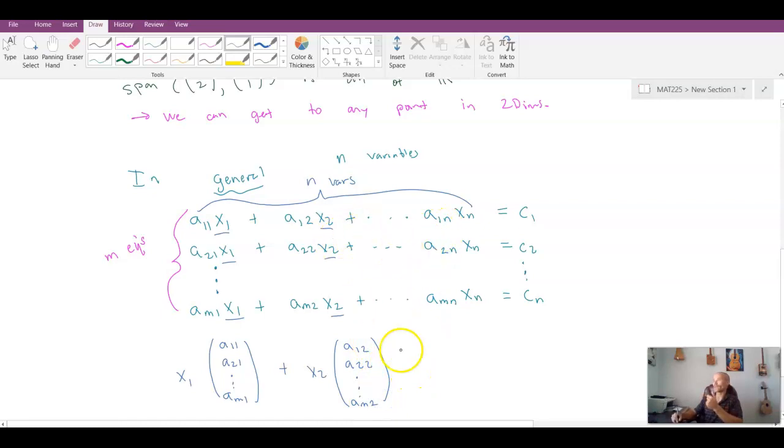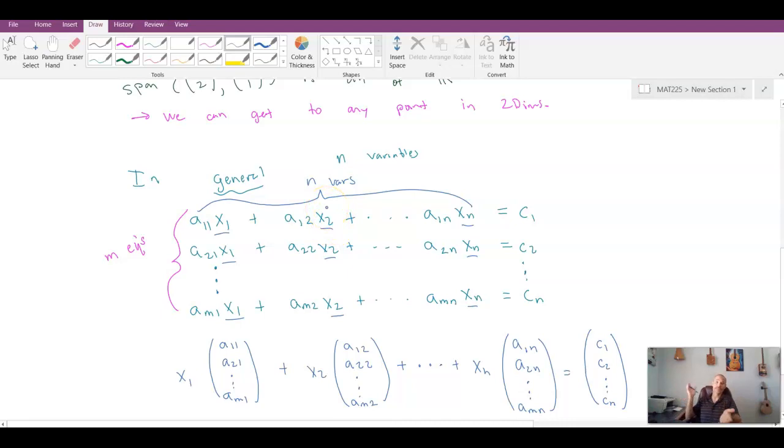And then, of course, I'm going to have all of this in between here, plus dot, dot, dot, plus. And then here is going to be xn, because I see that that's consistent among all of these equations, times a1n, so there's a1n, a2n, all the way down to amn. And that's going to equal all of my constants, so C1, C2, all the way down to Cn. So what we have here is an m by n system. We have m equations, n variables.